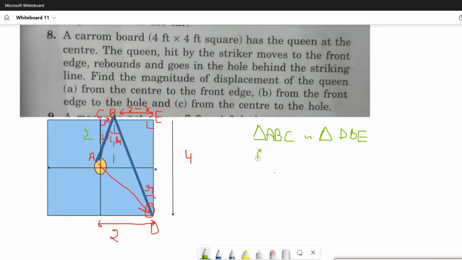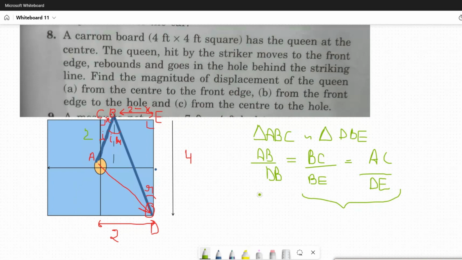So we know that AB upon DB is equal to BC upon BE, which is again equal to AC upon DE. Now we are going to use these two and we will get BC.